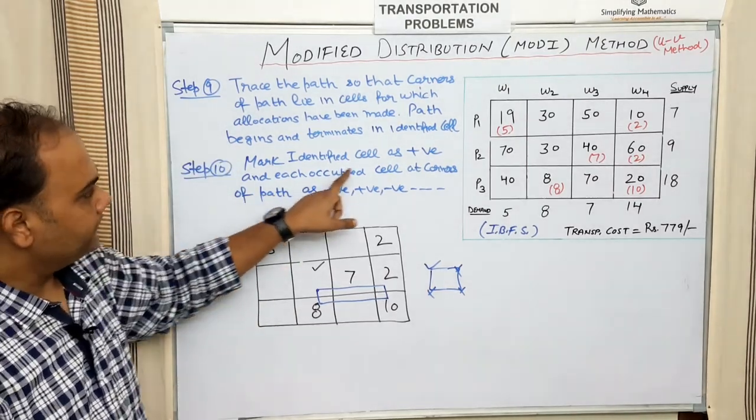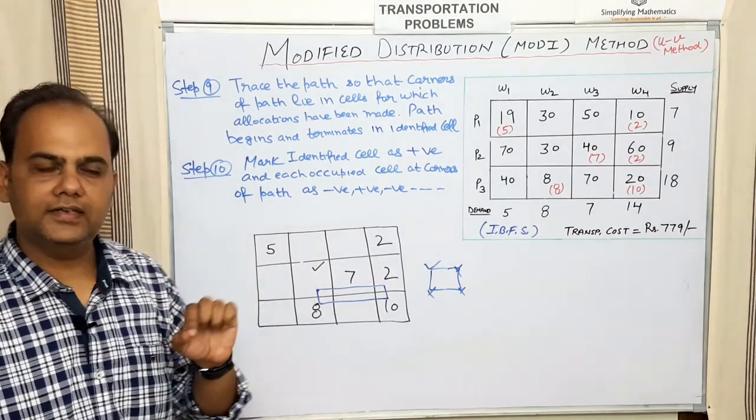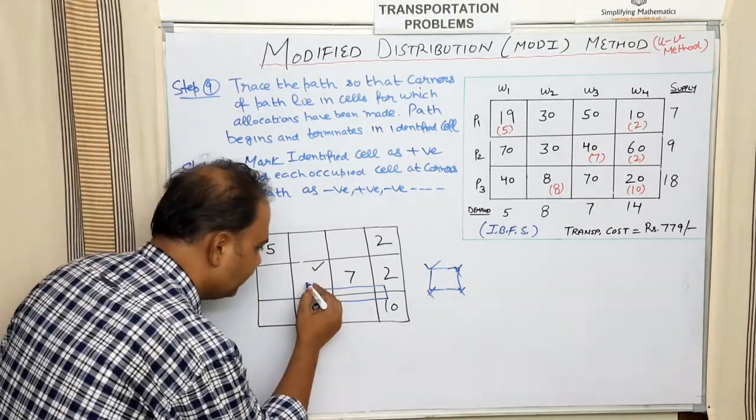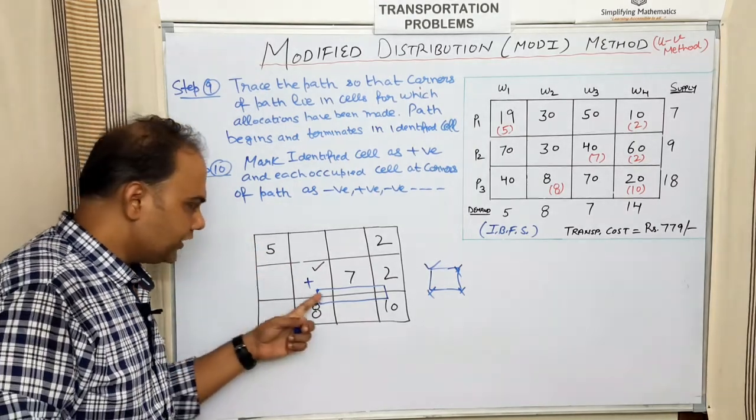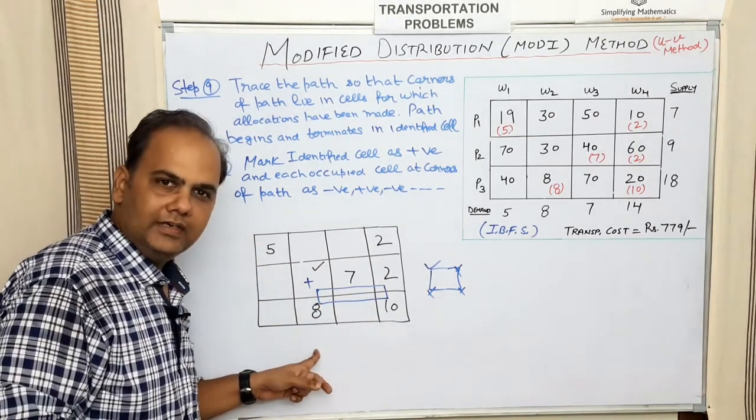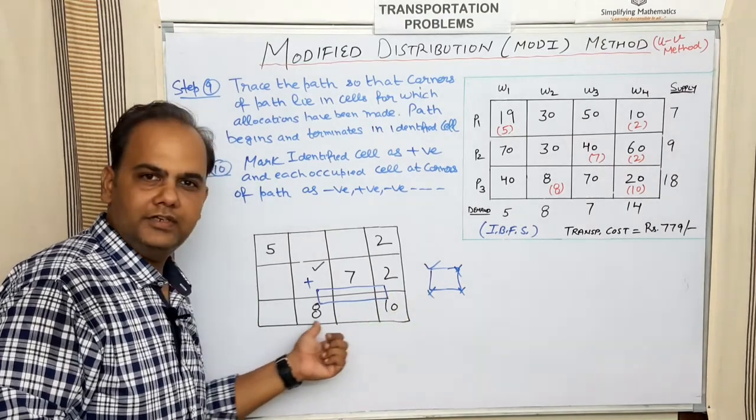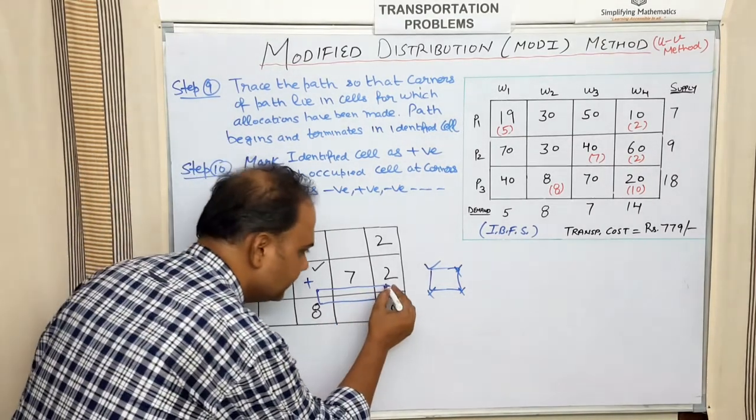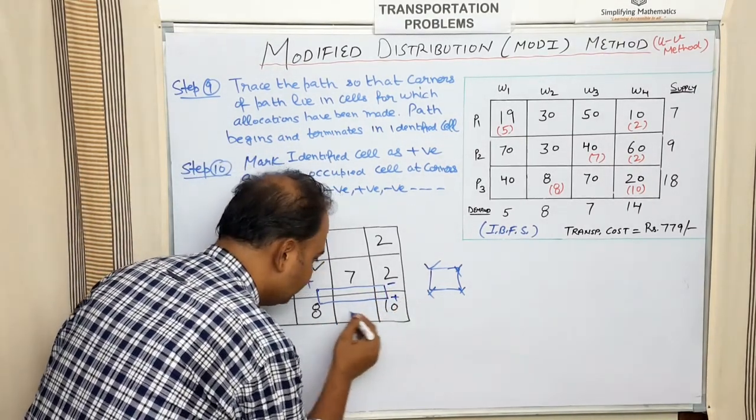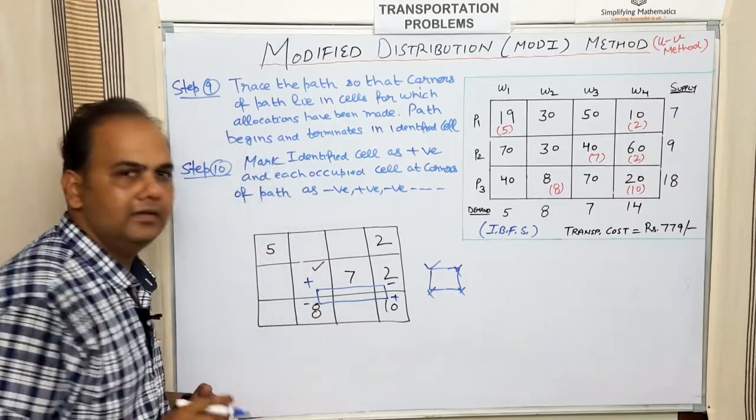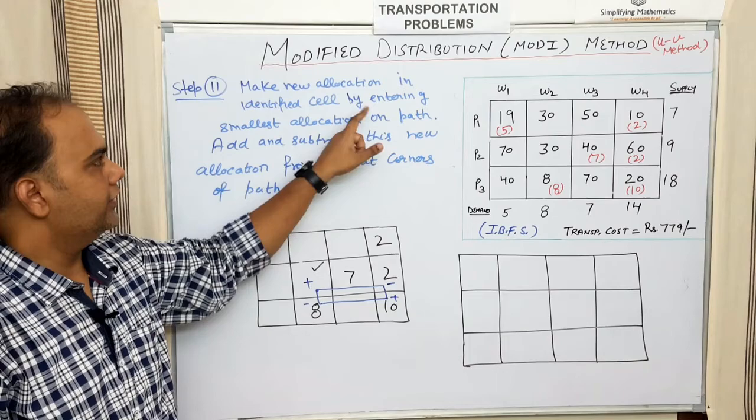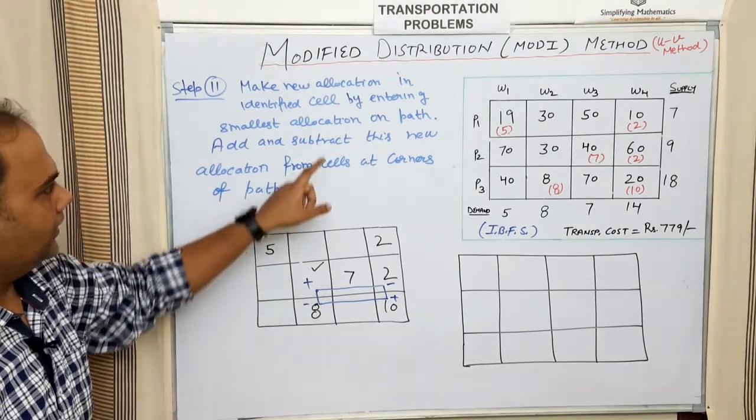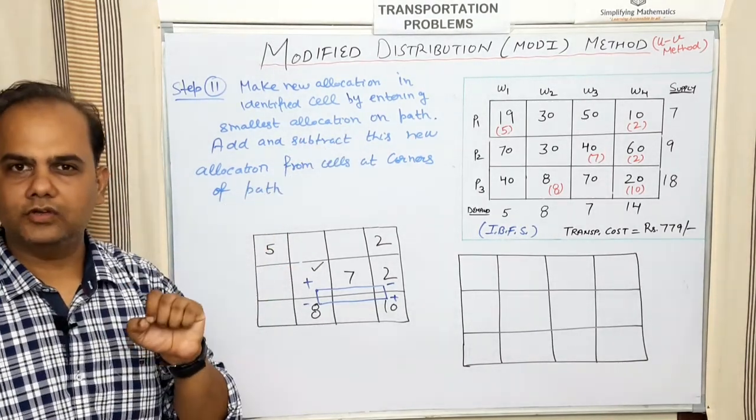The next step is to mark the identified cell as positive. This identified cell you have to mark positive, and after that the rest of the path you have traced will be negative, positive, negative and so on. So this will be negative, this will be positive, again this will be negative. Now the next step is to make new allocations in the identified cell by entering the smallest allocation on the path.